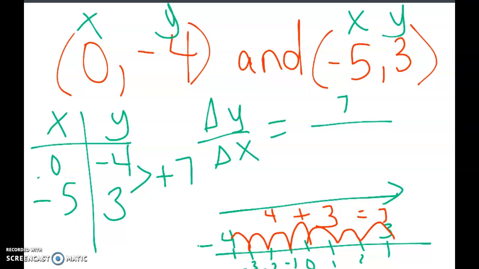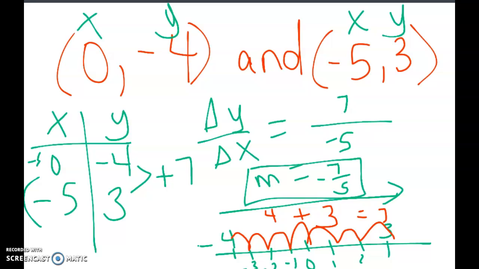And then you can see on the other side for x, it's 0 minus 5, which is negative 5. So our slope is 7 over negative 5, which tells you that this line is decreasing from left to right. The next 2 slides are going to be examples for you to try on your own. You can unpause the video to see if you did them correctly.